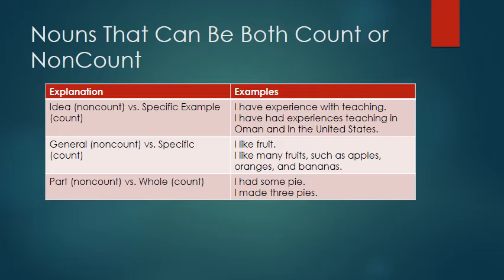The last one here is the difference between the part of something and the whole. When you're talking about a part of something, and this specifically is dealing most of the time with food, right? When we're talking about part of the food, it's non-count. So, I had some pie. What this means is that I had a piece of pie. Okay, it doesn't mean I ate a whole pie. It means that I had a piece of it. But when I'm talking about the whole pie, I can have it count. So, I made 3 pies. This is talking about whole ones.